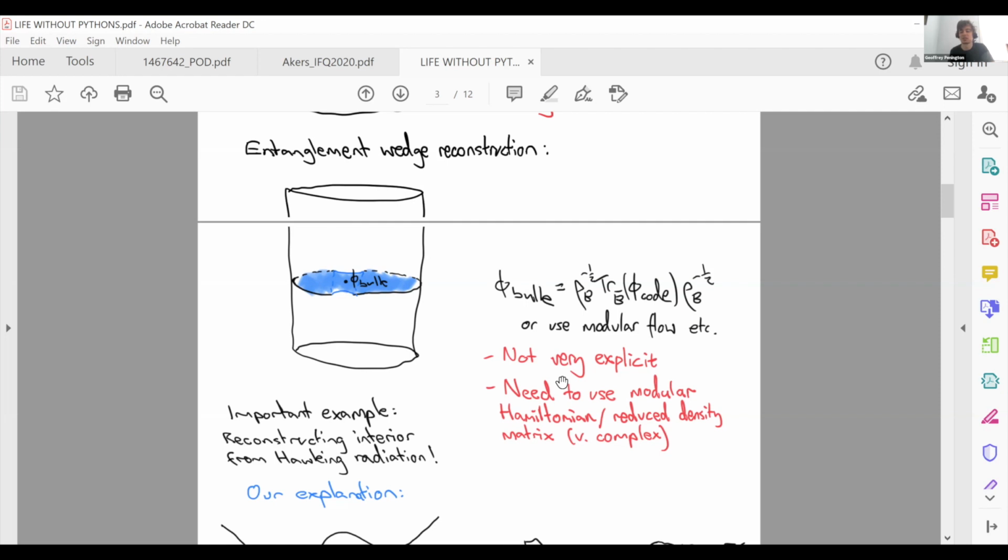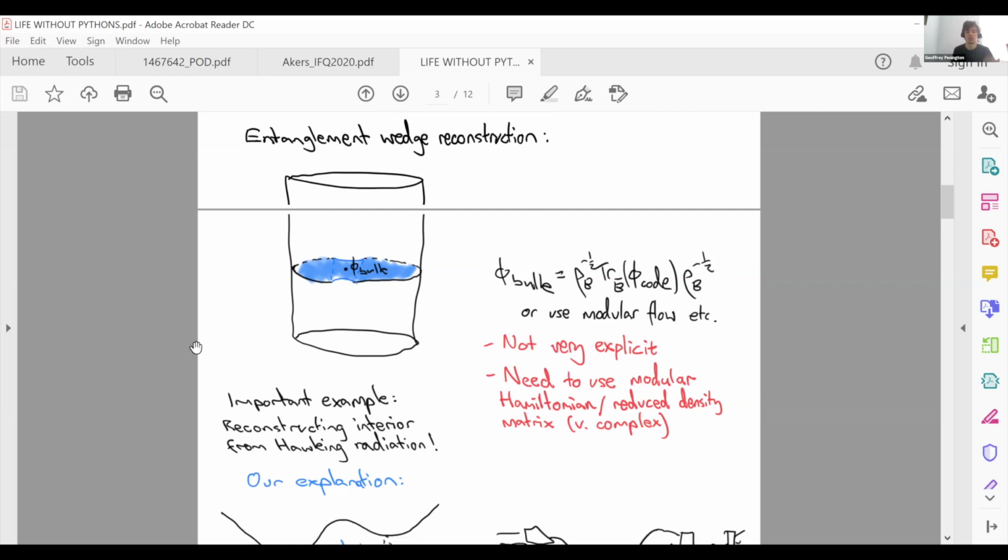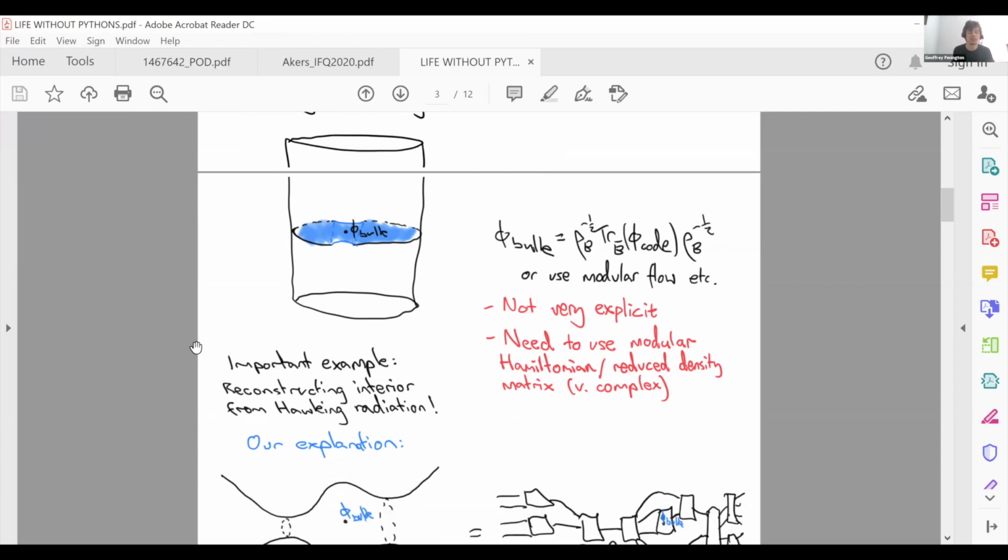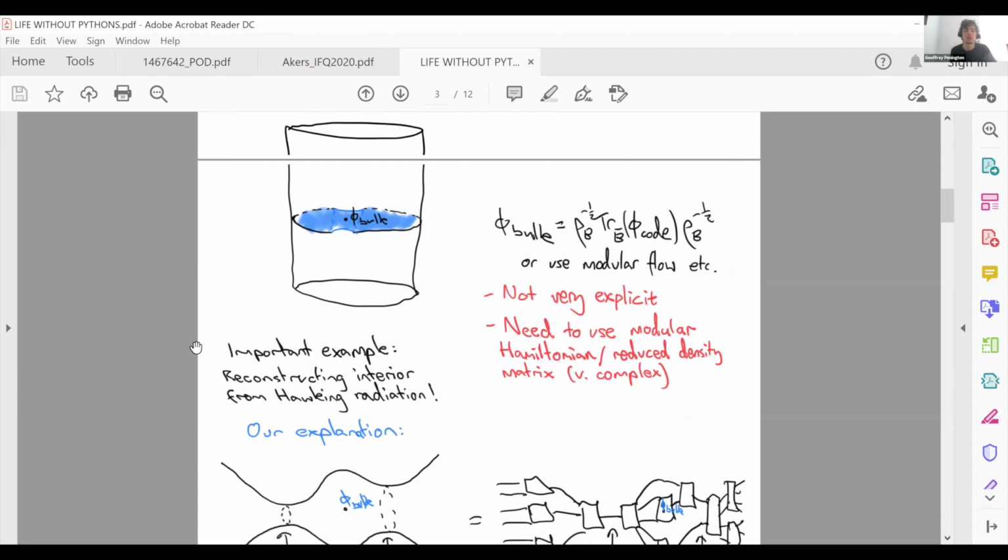So there's a particularly important example of entanglement wedge reconstruction, which was the main one we were thinking about in December, which is of course reconstructing the interior from Hawking radiation, right? Reconstructing stuff in the island. And in that case, it's expected to be unavoidably really, really hard to reconstruct from the radiation. That was a result of Harlow and Hayden a few years back. Even though the information is technically in the Hawking radiation, it's exponentially hard to pull it out. So we wanted to have some story about why that was true.